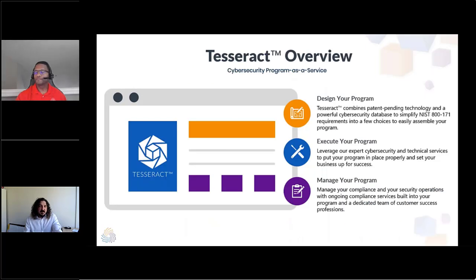All right, so Tesseract, our service, we built this from the ground up for cybersecurity programs. So we call it a cybersecurity program as a service. We try to keep it as simple as possible. We work with you to design what your program should look like, to get it in place, and then to manage it over time. We've invested in a lot of patent pending technology, which we'll talk about a bit here, to simplify 800-171 implementations and keep it easy for you to understand.